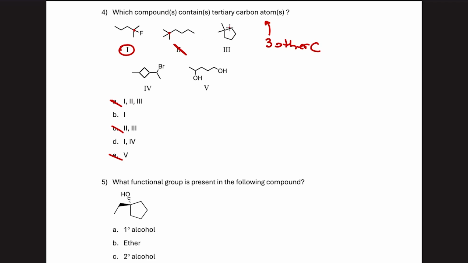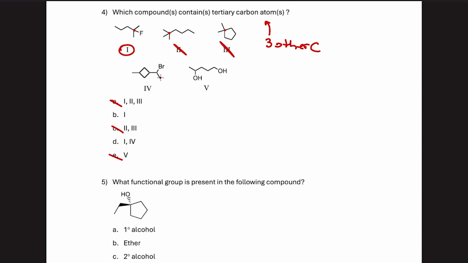Structure 3, all of these carbons are secondary. These 2 carbons are primary, and this carbon is connected to 4 other carbons, and so we know it's quaternary, which means we don't have any tertiary carbon atoms, so it's not structure 3, which we can kind of understand based on the answer choices left.